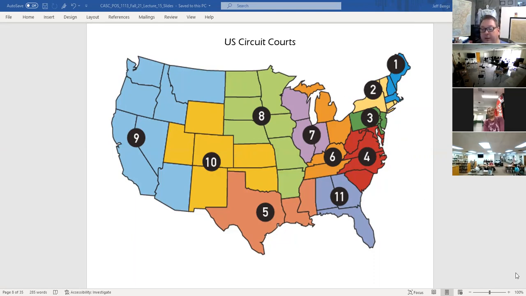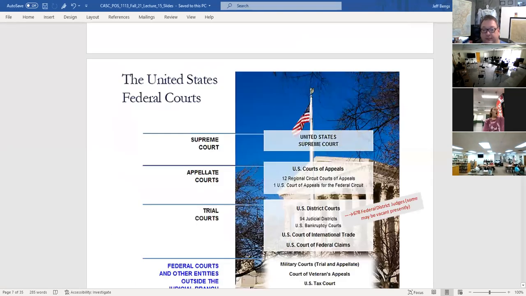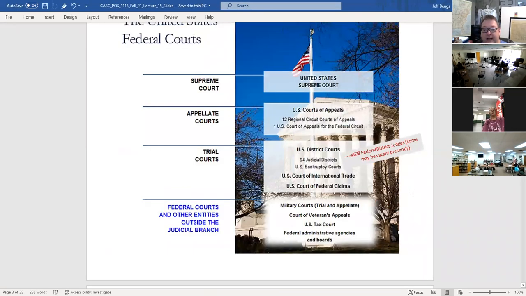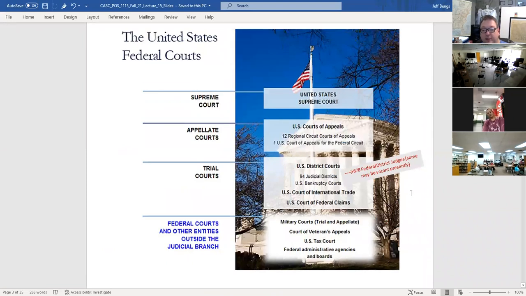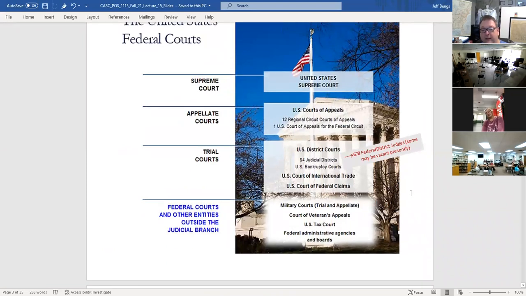So that's what appellate courts are all about. If you don't like a court's decision, you can appeal to a higher court. If you go all the way to the Supreme Court and they say, no, your case is no good, well, then you're all out of luck.